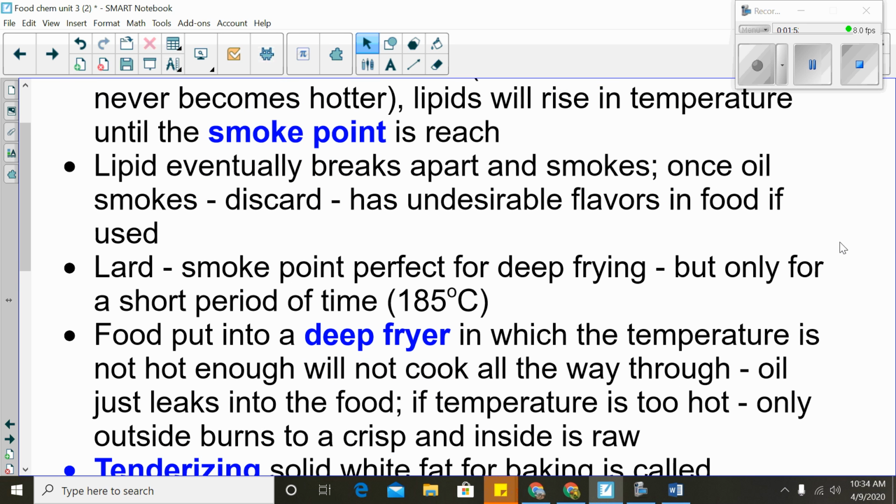So lard is a really good fat for deep frying. The smoke point is perfect. It's 185 degrees, but you can only use it for a short period of time. If you've ever watched a show like Chopped and watched them use the deep fryer, some issues often happen. If you put food into a deep fryer and the temperature is not hot enough, the food will not cook all the way through. The oil just leaks into the food and it's a greasy mess. If the temperature is too hot, it's only going to cook the outside of the food, which is actually just going to burn to a crisp, and then the inside is left raw.